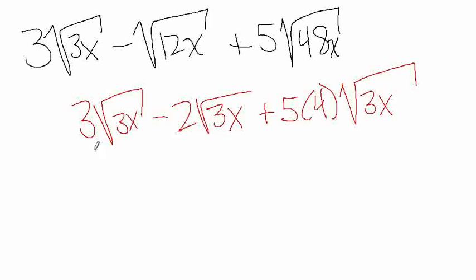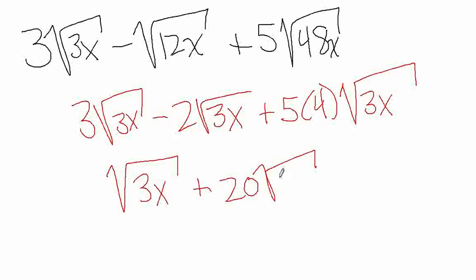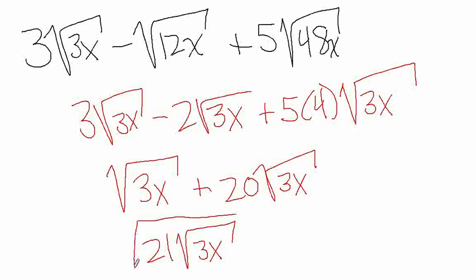All right, so now I have pieces all involving the same radical. So let's see, I have 3 root 3x minus 2 root 3x. To continue with my theme of not trying to be a hero and doing everything at once, let me combine the first two. Okay, and then let me now simplify the last piece. 5 times 4 gives 20 root 3x. And putting it all together, 21 times the square root of 3x. And I hope that is what you got.